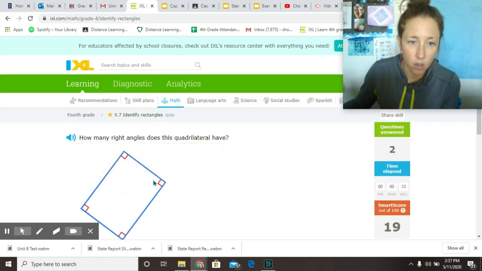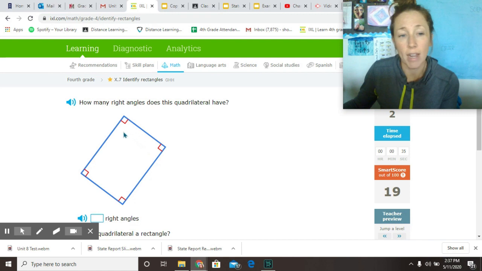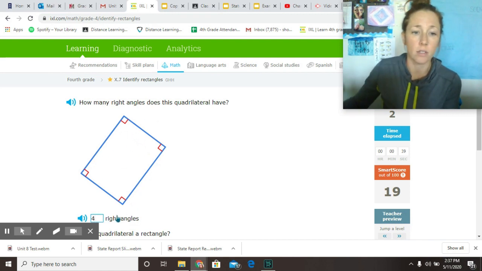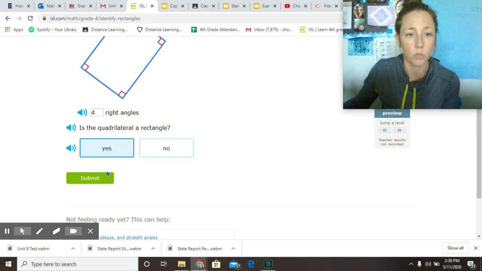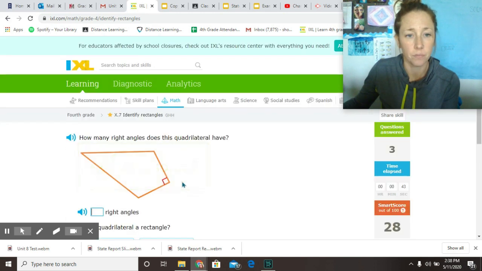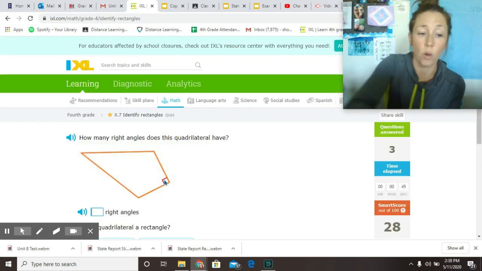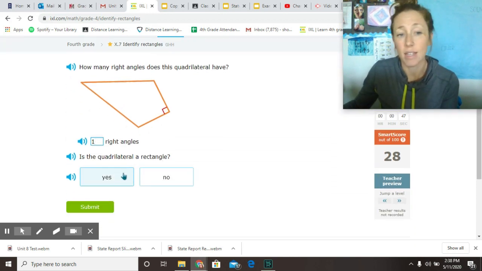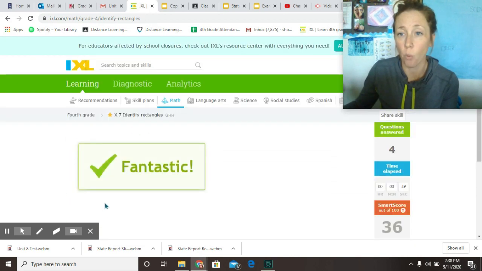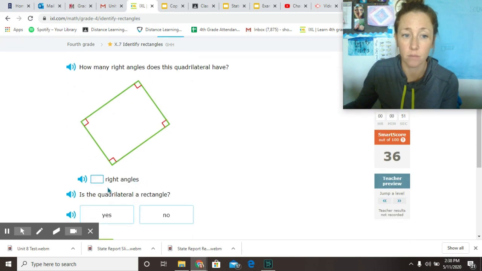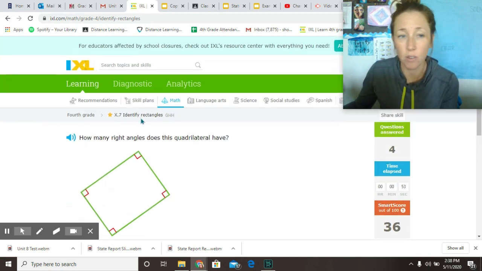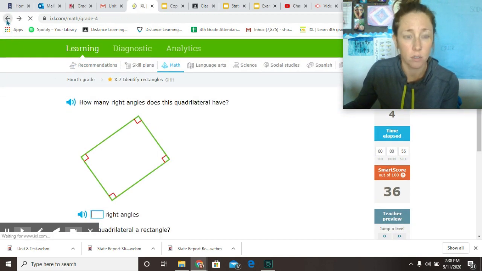Same thing with this one. 4 right angles. Opposite sides are congruent and parallel, so that is also a rectangle. This only has 1 right angle, so I know right away it's not a rectangle because it needs to have 4 right angles to be a rectangle. And I'm going to stop there because I think you guys got the picture for that one.